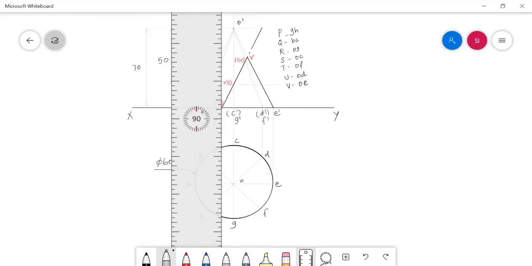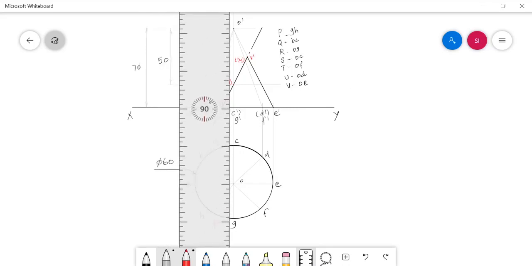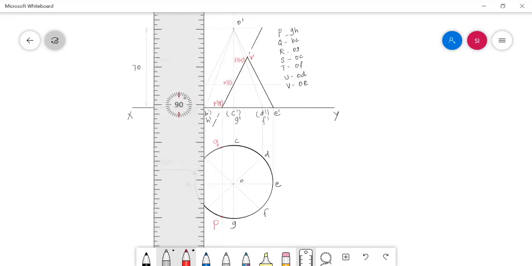So the projector from P dash, Q dash needs to intersect with the arc pieces GH and BC in the base, and then we need to mark the cut points P and Q respectively. So this point is obtained here. The projector intersecting with the arc piece BC at this part, there we need to mark the cut point Q, and then the same projector intersecting with the arc piece GH at this part, we need to mark the cut point P here.